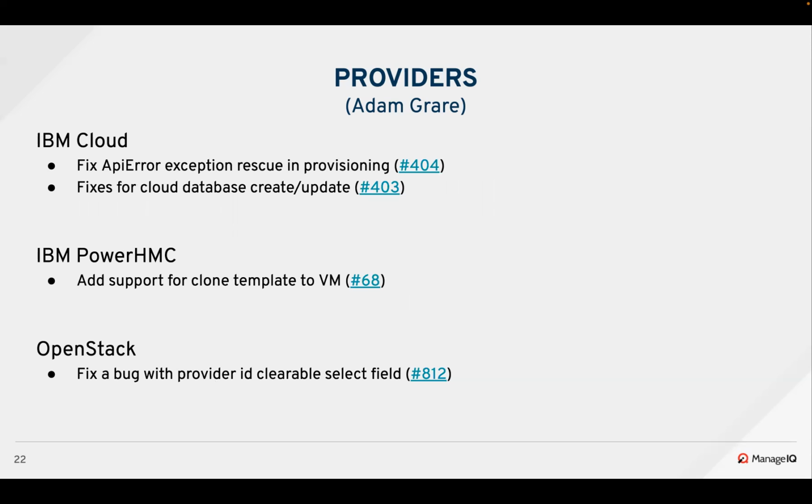For IBM Cloud, Jay fixed an issue where the API error exception was causing a failure if it did raise an error. Basically, we were checking for the error message in the wrong place for that particular exception class. So he fixed that up, which is causing issues in provisioning. We also fixed some cloud database create update issues, as well as added translations there. I believe that was Melody that did that.